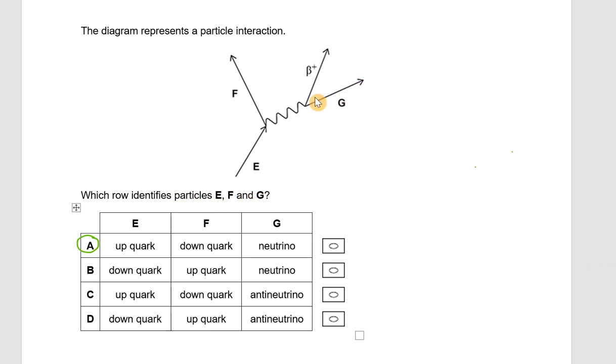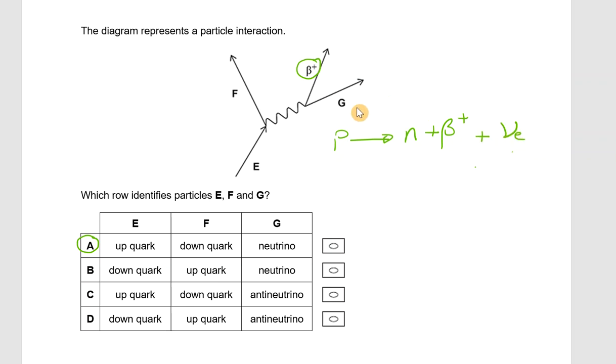Okay, so this is a beta plus decay reaction, and it's one of the reactions that you have to learn. That reaction is a proton decays into a neutron plus a beta plus particle, otherwise known as a positron or an anti-electron, plus an electron neutrino. So we can immediately see that G must be this electron neutrino.